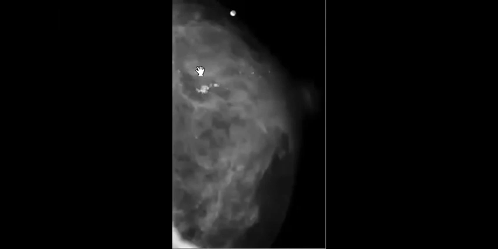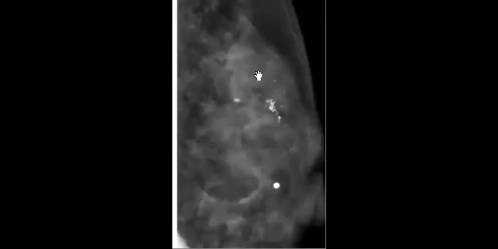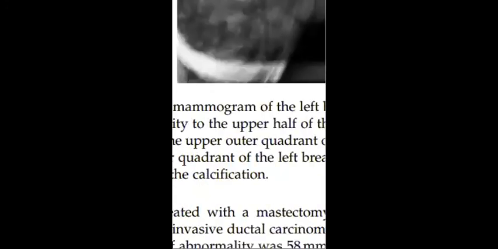In this case, when they did the lateral view, you can see clearly in the magnification the amorphous appearance, linear branching appearance, and here also you can see the malignant type of calcification. Okay.